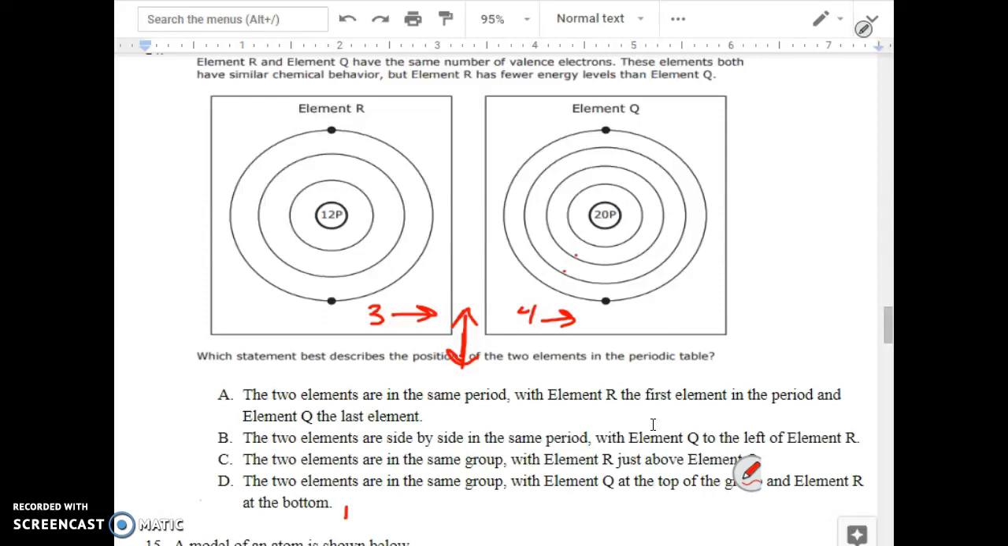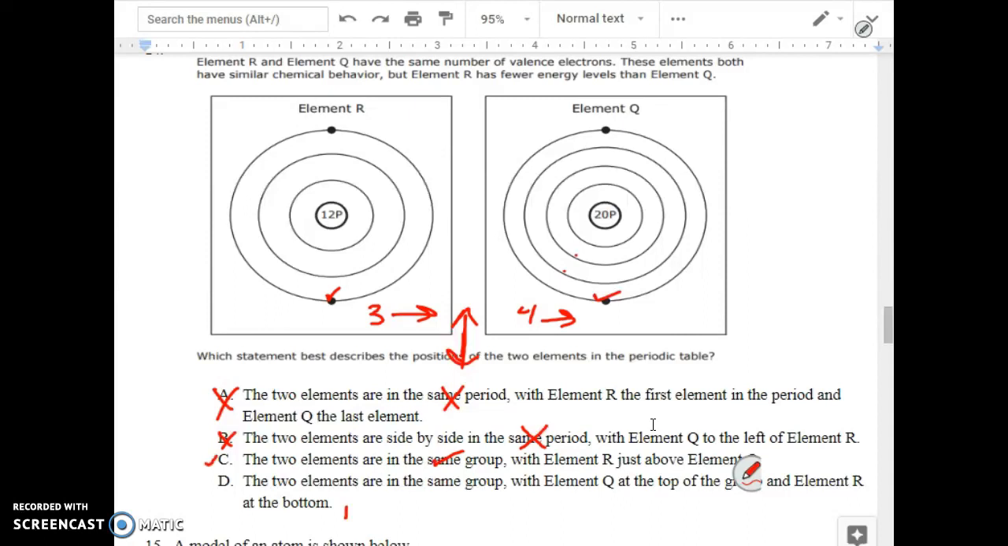A, the two elements are in the same period. No, they're not going to be in the same period because they don't have the same number of shells. Letter B, the two elements are side by side in the same period with element Q to the left. Again, they're not in the same period, otherwise they would have the same number of shells. Letter C, the two elements are in the same group. Yep, we already determined they both have 2 valence electrons, so they are in the second group, with element R being just above element Q. Element R, yes, is in period 3, and we determined element Q is in period 4.